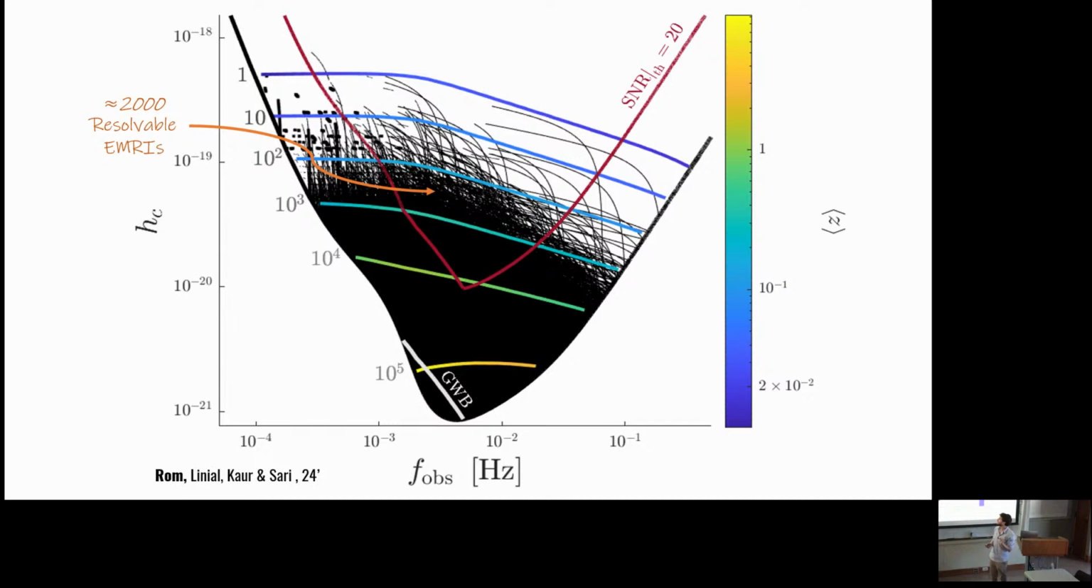in the sky. It can be localized in the sky, and its parameters can be extracted. So for that, we use a conservative estimation of SNR 20, this red line, and only the sources above it will be resolvable. So we'll get, in 4 years, 2,000 resolvable MRIs.